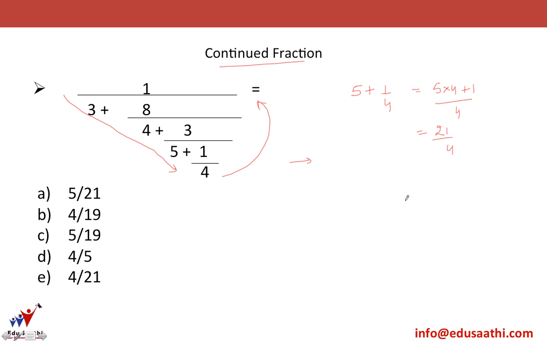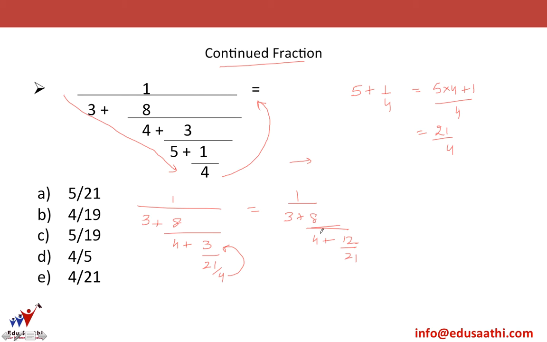21 divided by 4. So if I rewrite this equation, it would look like this: 1 plus 3 plus 8 divided by 4 plus 3. Now this 3 is divided by 21 divided by 4. This 4 will move to the top here because we can have only one denominator, not two denominators. So this fraction will be rewritten as 1 plus 3 by 8 divided by 4 plus 3 into 4 is 12. So I'll have 12 divided by 21.